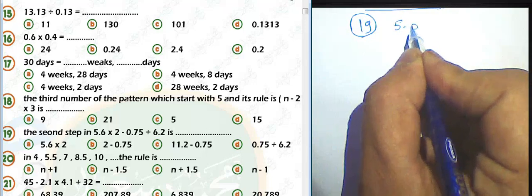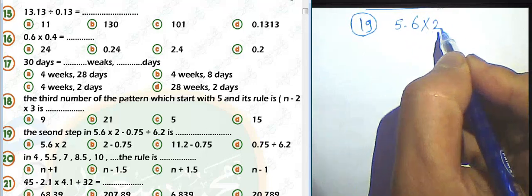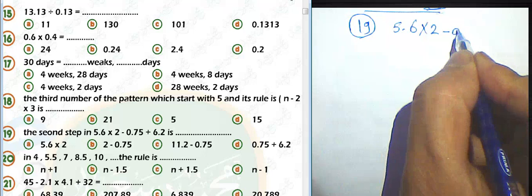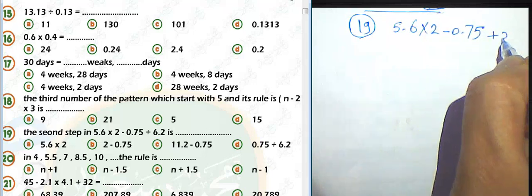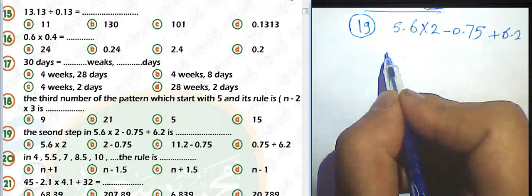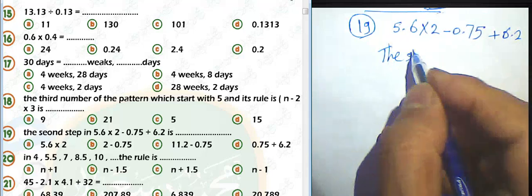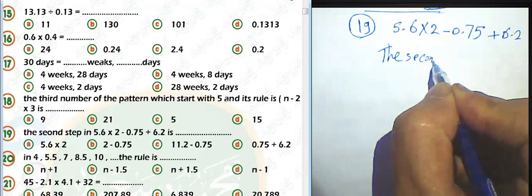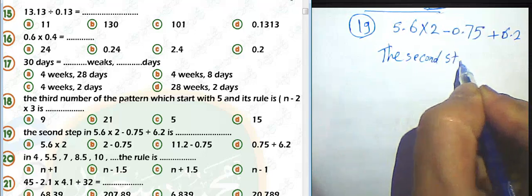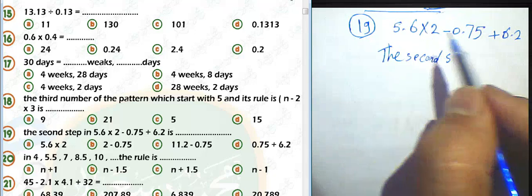Look at question 19 here. The second step of 5.6 multiplied by 2 subtract 0.75 plus 6.2. He asked about the second step. Look at here. He doesn't ask about the first step. He asked about what? Second step. Second step here, it will be what?